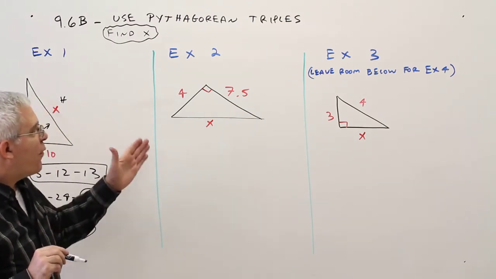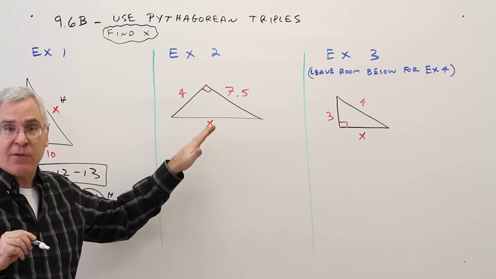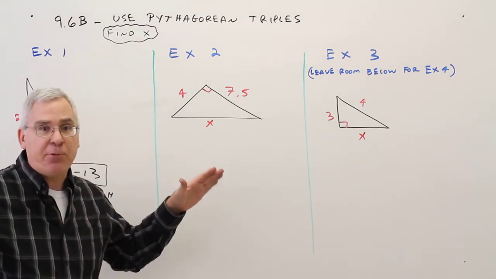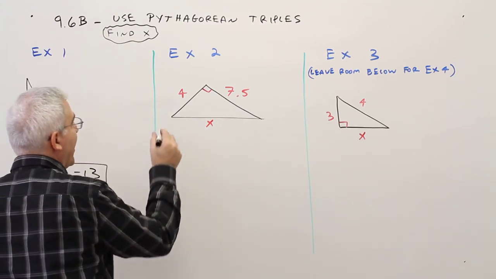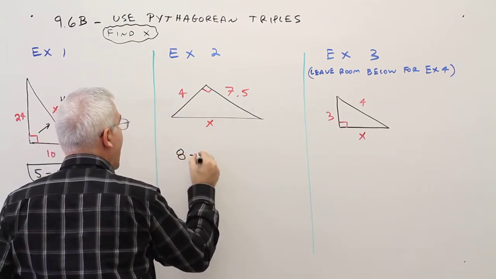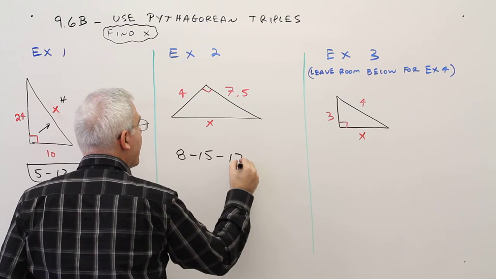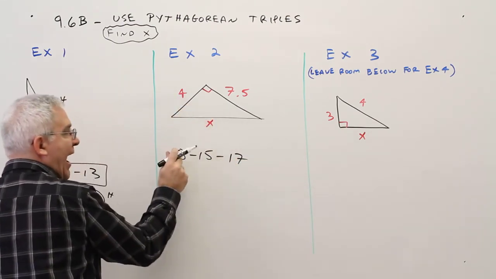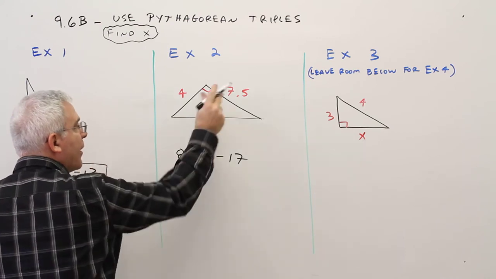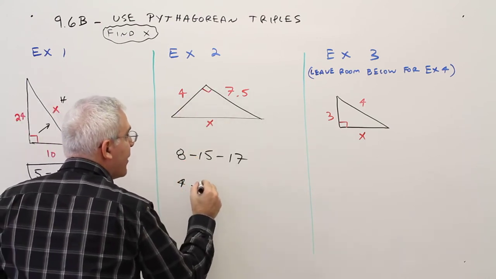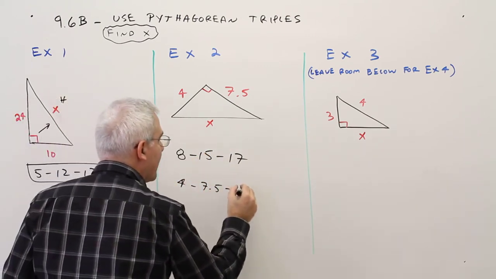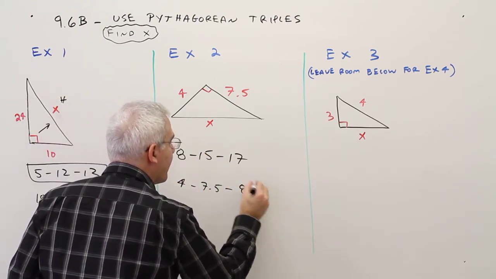All right, over here, again, I'm seeing a decimal. It doesn't mean it's an ugly problem. Maybe what I'll try to do is multiply through by 2. So if I multiply through by 2, I'd get 8, 15, 17. Let's just see if that makes sense here. So half of 8 is 4, half of 15 is 7.5, and half of 17 is 8.5.